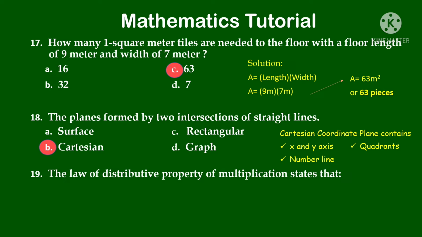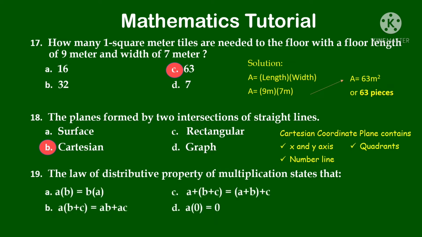Number 19. The law of distributive property of multiplication states that A, B, C, or D. The correct answer for that is letter B, because you are going to multiply the A to the first term B and A again to the second term C. So that's why we got AB plus AC. That's called the distributive property of multiplication.